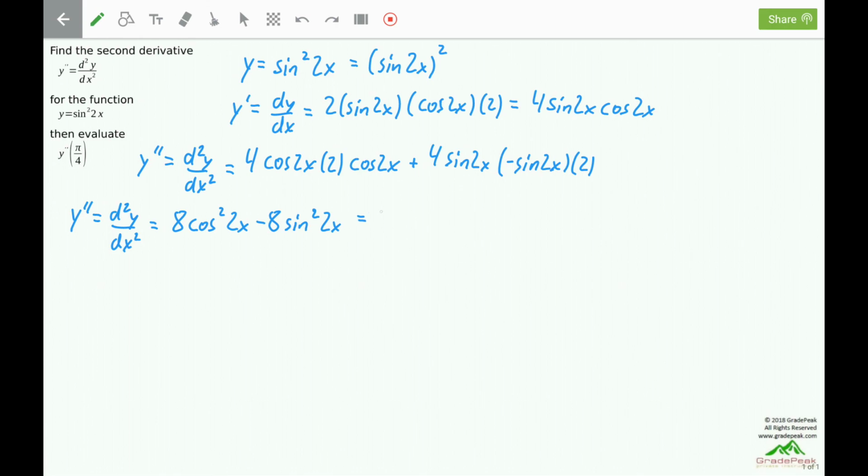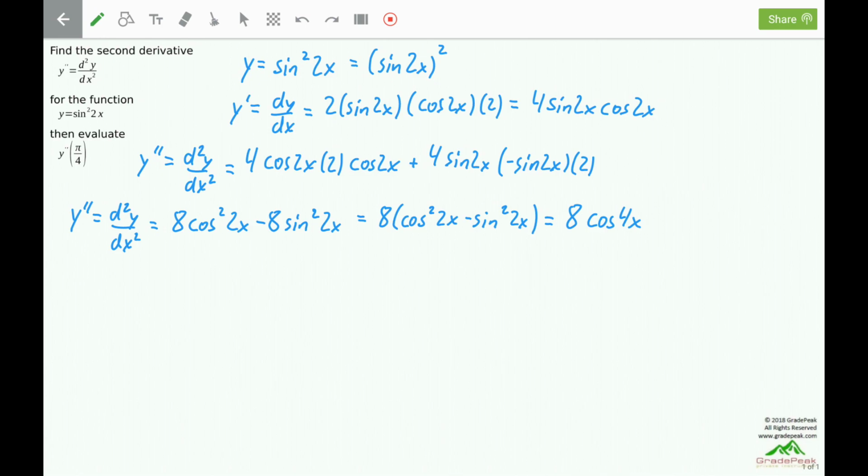There is an identity for this if you factor the 8 out. Just something to be aware of. We have cosine squared minus sine squared. It's not plus, it's minus. If it was plus, it would be the Pythagorean trig identity and come out to a 1. But in the case of it being minus, it's actually the double angle formula for cosine. And this can be rewritten as cosine of twice the angle of 2x, cosine of 4x. So there's an optional way to write that second derivative, y double prime or d squared y dx squared.